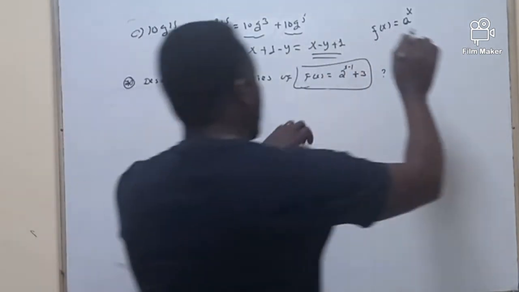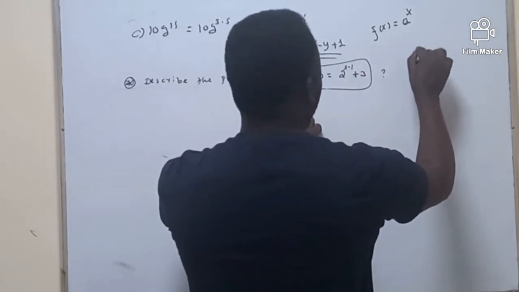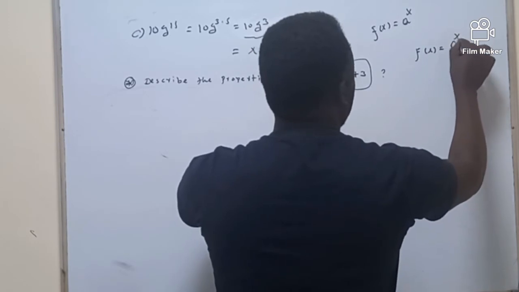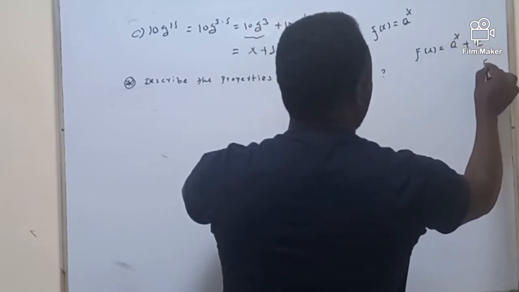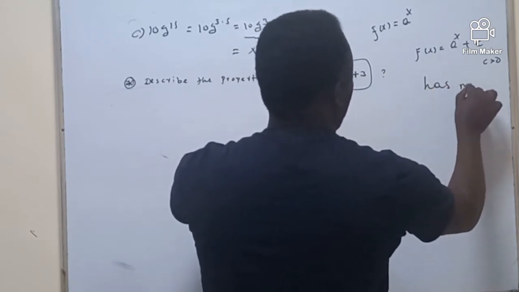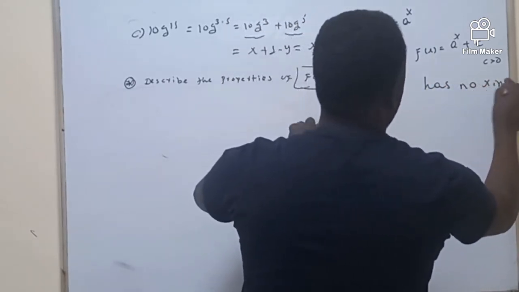For example, let me say this about this one. An exponential function f of x equals a raised to x plus c, for c positive, has no x-intercept.